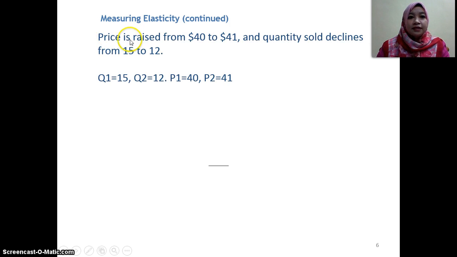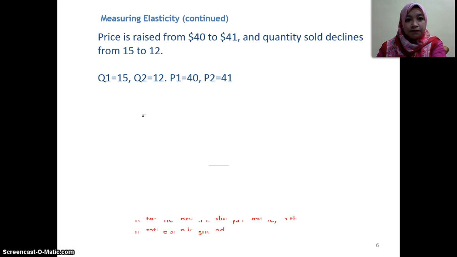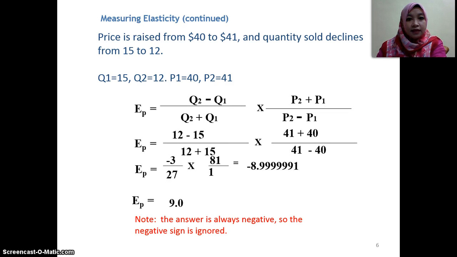Okay. Price is raised from 40 to 41, and quantity sold declines from 15 to 12. So what is our old Q? Yes, you are right, 15. New Q is 12. P1 is 40, P2 is 41. And what is the answer for EP? Yes, you are right. The answer is EP is 9.0, which is more than 1.